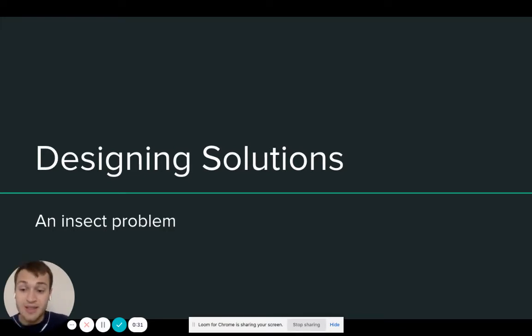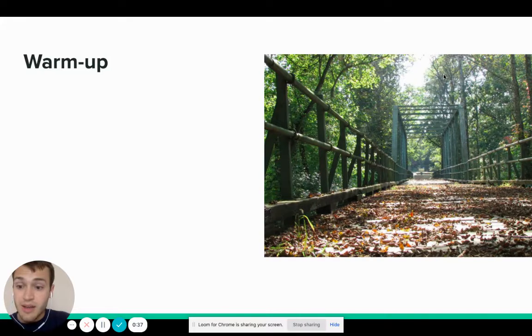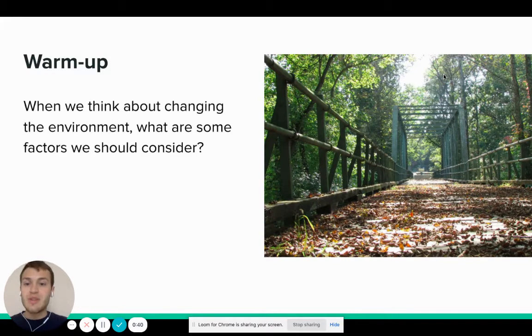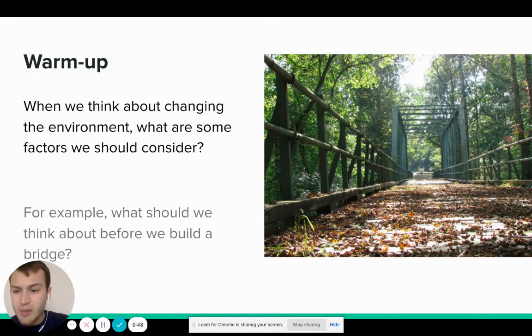The problem that we're going to discuss today is an insect problem, and we'll get into that a little bit later. Today's warm-up question is, when we think about changing the environment, what are some factors we should consider? For example, what should we think about before we build a bridge? This is a very open-ended question, so whatever you think we should consider is something you should write.